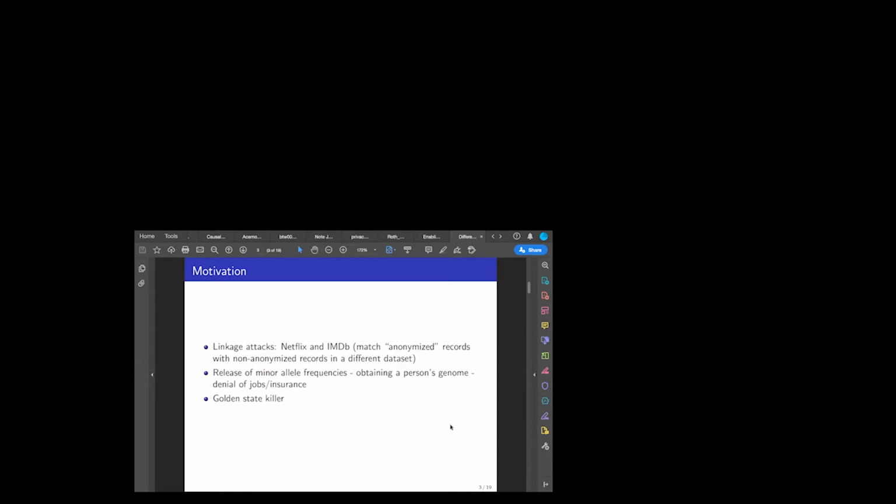Also, okay, so these are linkage attacks. Generally you think that if we have a database and we're just releasing the statistics of the database, like some average or some group statistic, an individual's privacy would be protected, right?